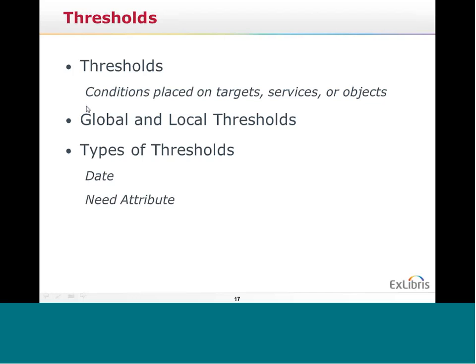When you know the database requires a specific attribute such as the author's last name or a volume or an issue, that's considered a need attribute type of threshold. And then the last type of threshold is authentication. And this is if you want to restrict access to a publication to maybe a smaller group of people or an individual within your institution. Typically what you will see, though, are date thresholds. So in other words, date ranges or your date coverages.